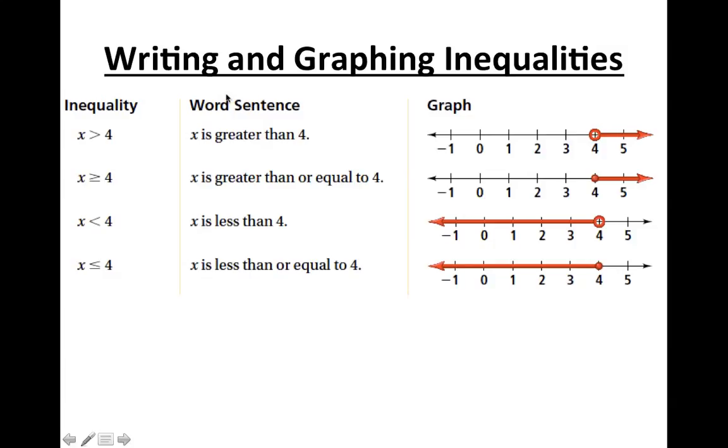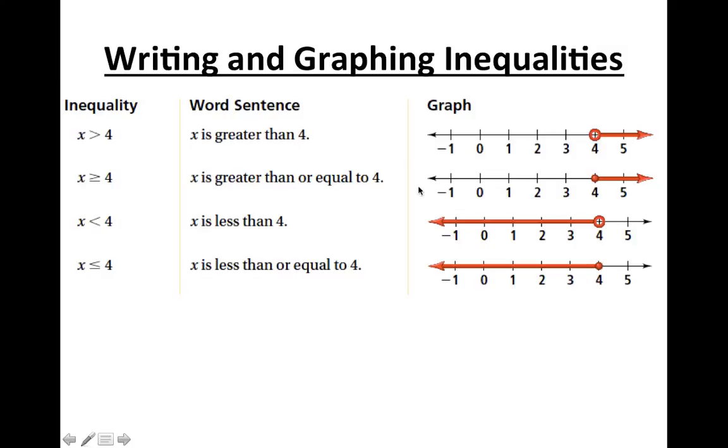These are some of the ways to write and graph inequalities. We've already talked about less than or greater than. Notice how x is greater than 4. The point is on 4. We shade to the right because it's greater than. 5 is greater than 4, but the dot is not filled in because it's not equal to 4.